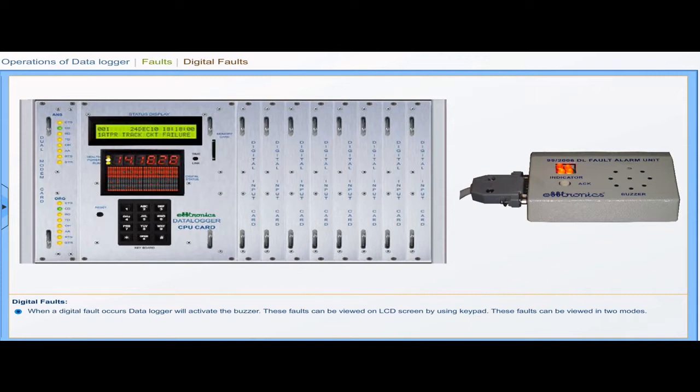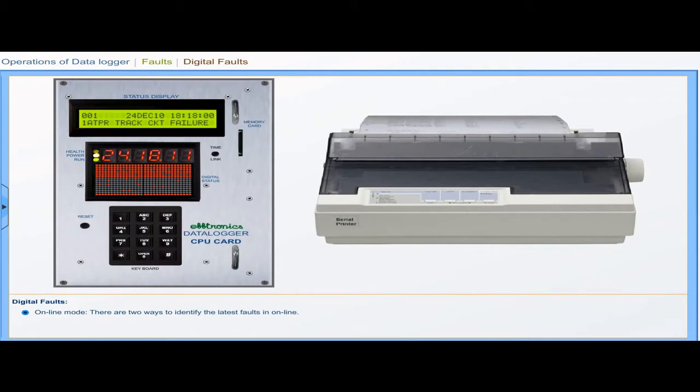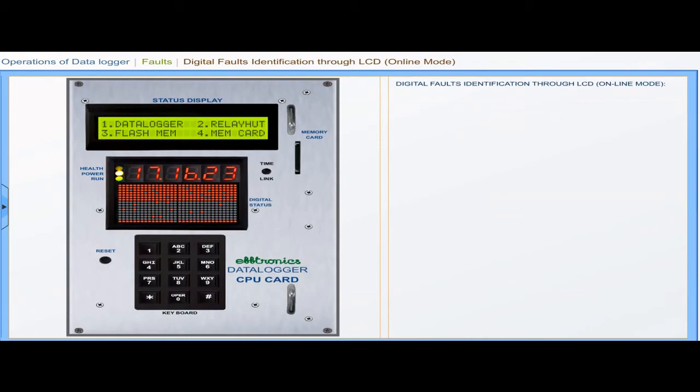These faults can be viewed in two modes: online mode and offline mode. Online mode. There are two ways to identify the latest faults in online mode: through LCD and printout. Digital faults identification through LCD in online mode.